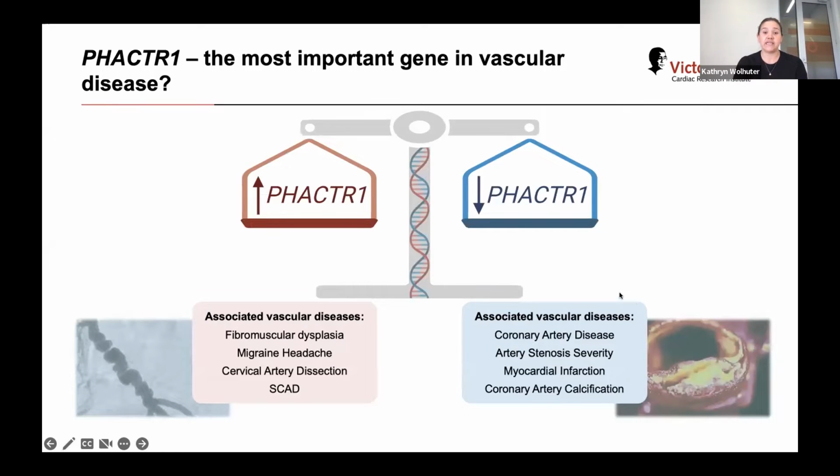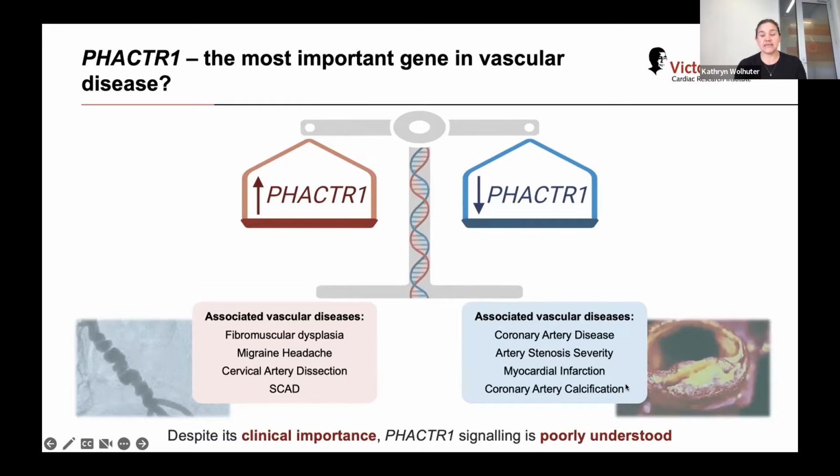And subsequently, it's been found that factor 1 increased expression is not only linked to FMD, but it's also been shown to correlate with migraines and also the development of spontaneous coronary artery dissection. Now, what's unique for factor 1 is, while increased expression of factor 1 is related to one subset of diseases, decreased expression of factor 1 is related to a whole different genre of disease, where we see that decreased expression is linked to the development of coronary artery disease, as well as myocardial infarction and arterial stiffness.